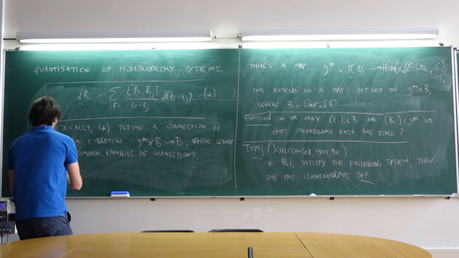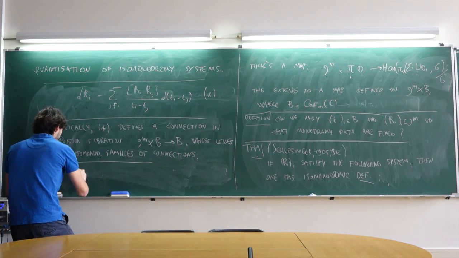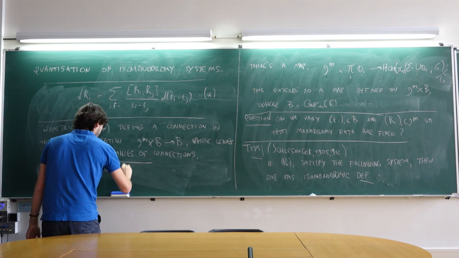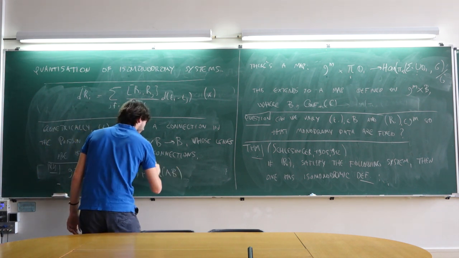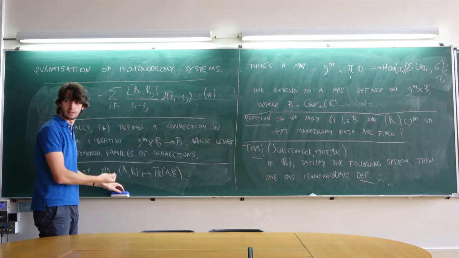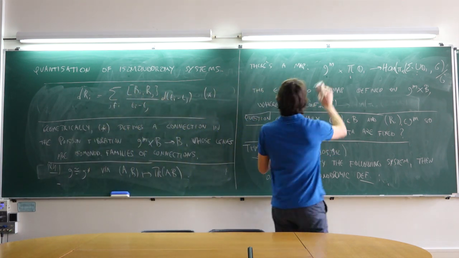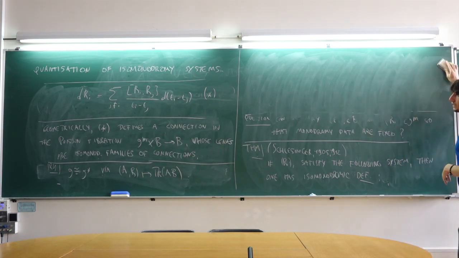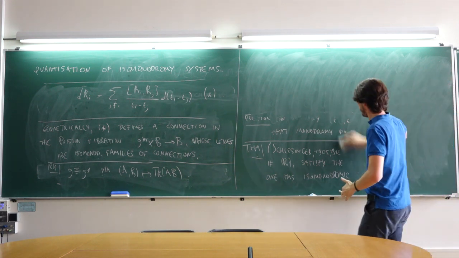Let me maybe write this. So, remark: g is isomorphic to g star via the non-degenerate invariant pairing defined by taking the trace. Which is not the Killing form, okay? The Killing form is degenerate on this algebra because it's not semi-simple. But nonetheless, there is this pairing.